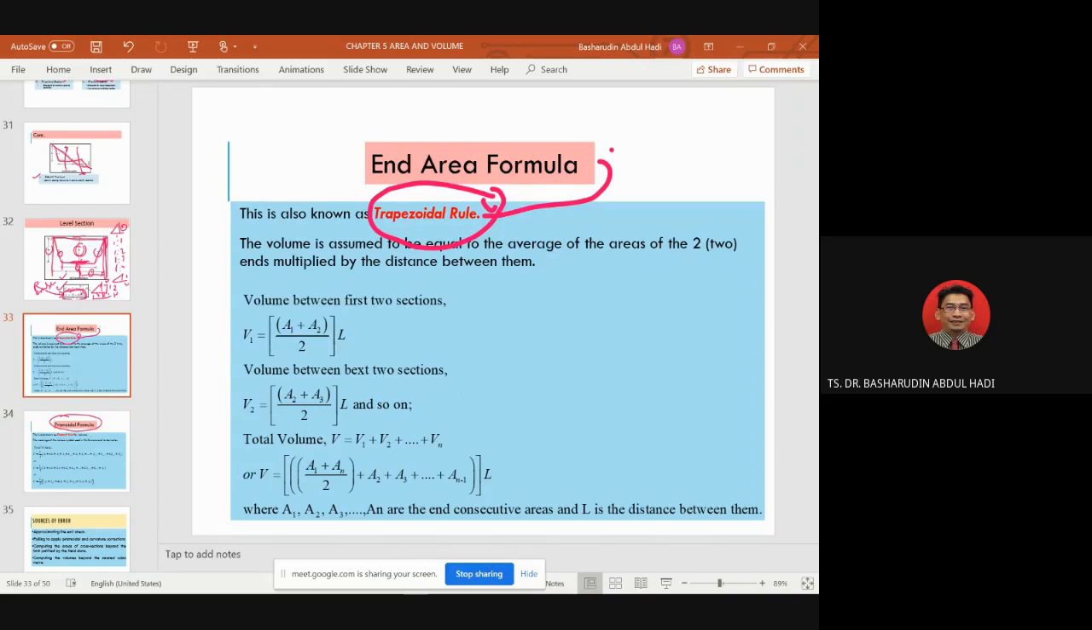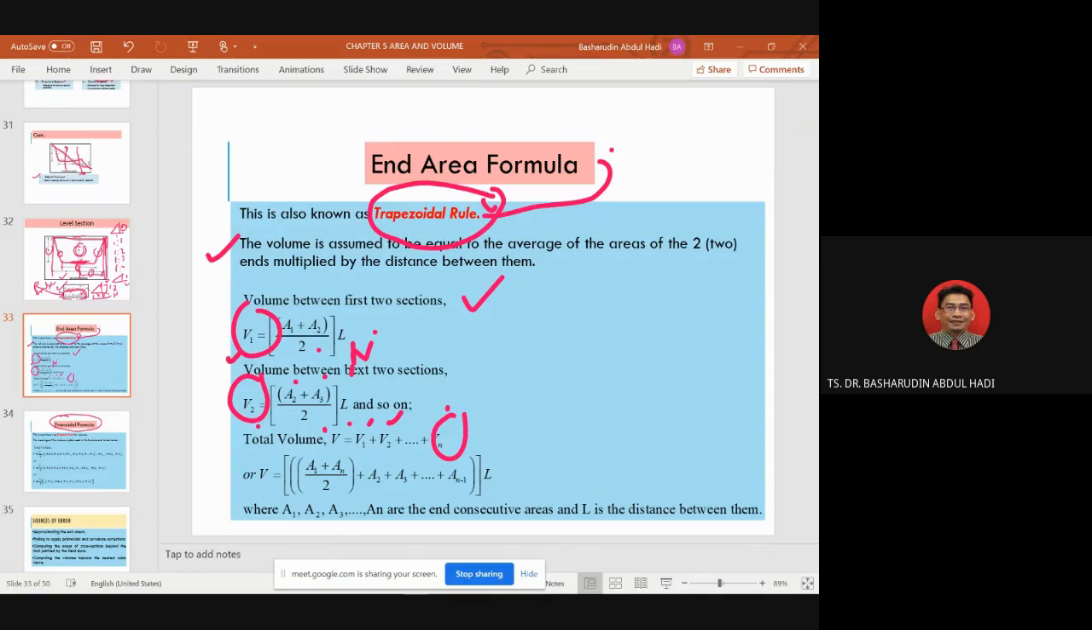So we look at number one, the average end area formula, or we call it the trapezoid rule. How do you calculate the volume? The volume is assumed to be equal to the average of the areas of the two ends multiplied by the distance between them. So the volume between the first two sections is V1 equals A1 plus A2 divided by 2 times L. The volume between the next two sections, V2, is A2 plus A3 divided by 2 times L, and so on. The total volume equals V1 plus V2 plus V3 plus V4 until the last one, Vn.